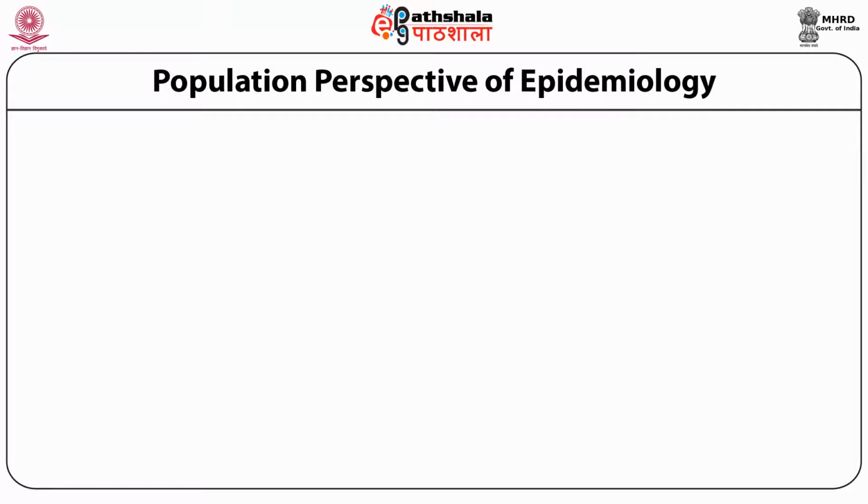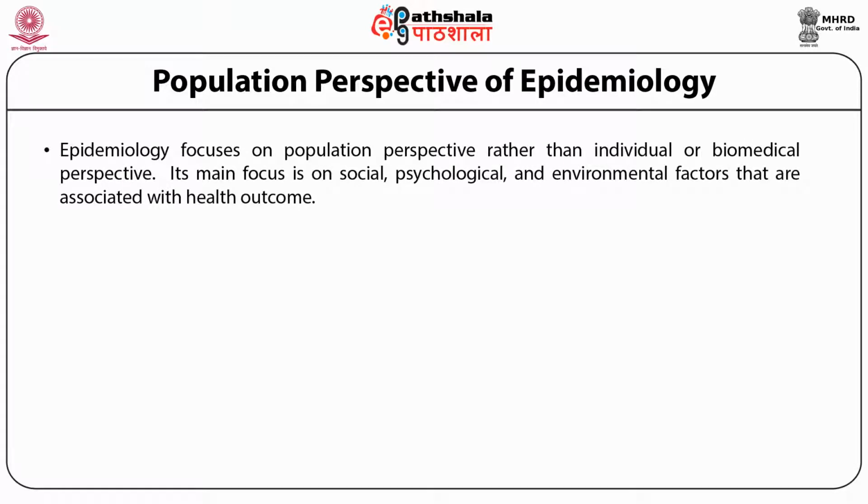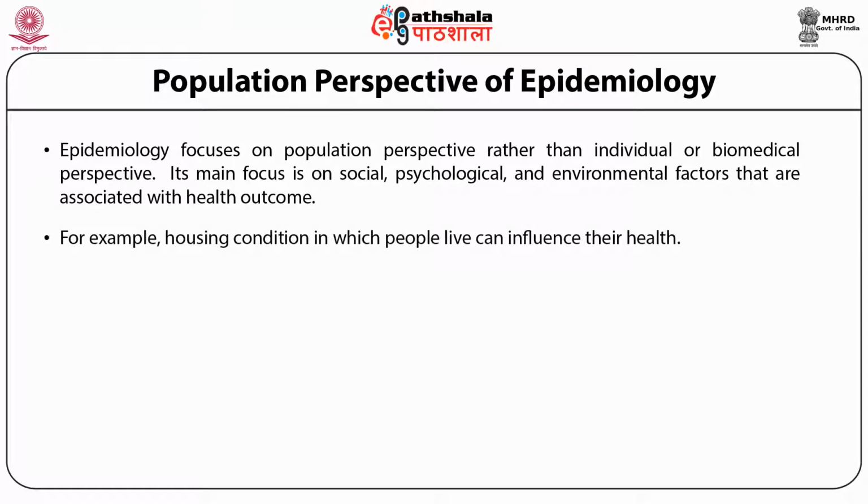Population perspective of epidemiology. Epidemiology focuses on population perspective rather than individual or biomedical perspective. Its main focus is on social, psychological, and environmental factors that are associated with health outcome. The occurrence of health outcomes or disease in population is impacted by immediate causal agents as well as other factors. For example, housing condition in which people live can influence their health. Population perspective helps researchers to understand what specific factors affect the health of the population.